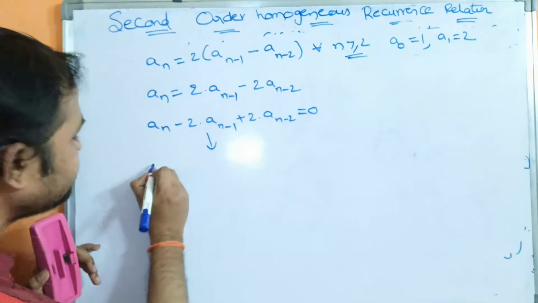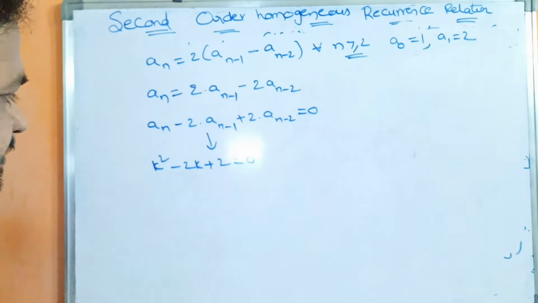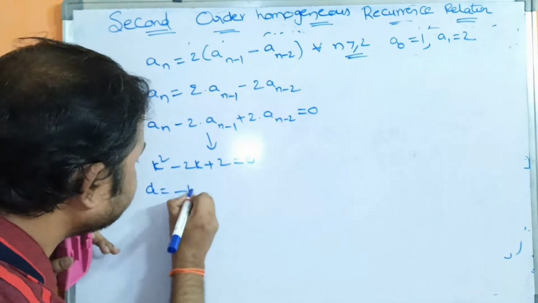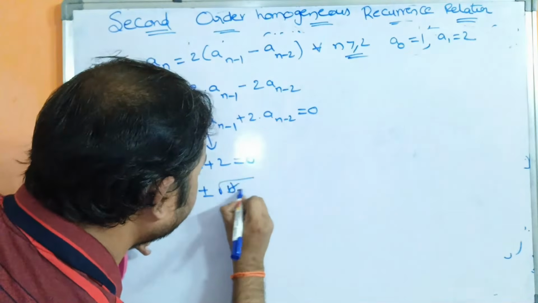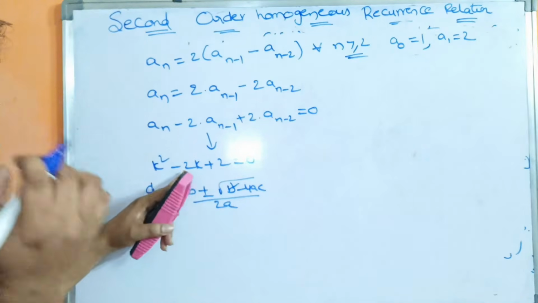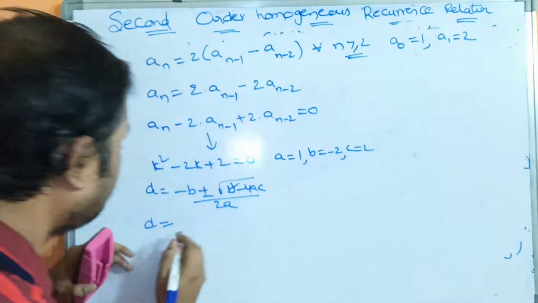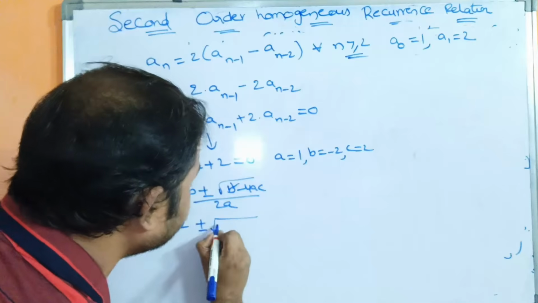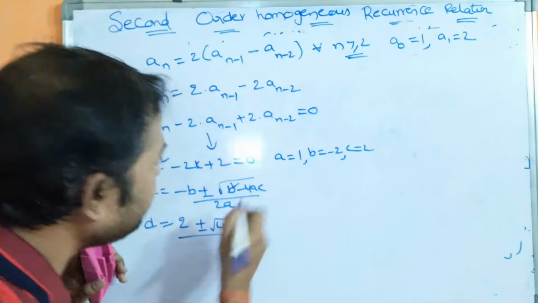Directly we can get the characteristic equation. So k square minus 2k plus 2 is equal to 0. Here the roots are imaginary. So we know the formula: k is equal to minus b plus or minus square root of b square minus 4ac by 2a. Here a value is 1, b is equal to minus 2, c is equal to 2. Minus b, minus of minus means plus 2, plus or minus square root of b square means 2 square 4, 4ac means 4 into 1 into 2, 8, by 2 into a means 2.